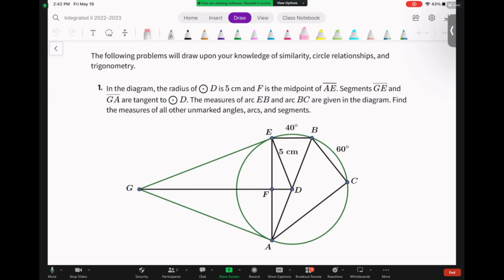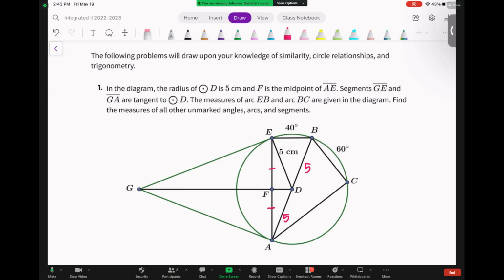Whenever they tell me that, the very first thing I go after is I start labeling every single radius as 5. I'm not going to label this other radius right here, because it gets a little sloppy in there. And then it says F is the midpoint of AE. The moment that someone tells me something is the midpoint, it means that there are two congruent segments. So those two segments are congruent.